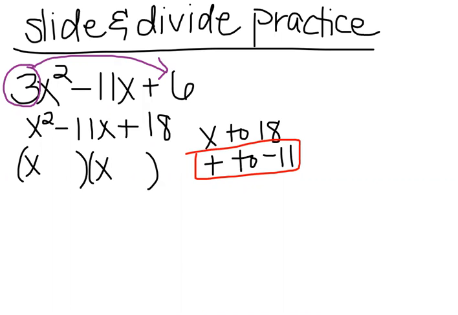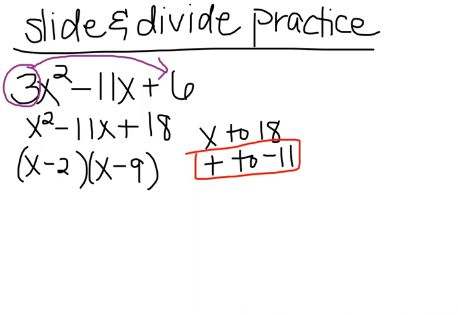So I need 2 negatives that are going to multiply to 18 and give me negative 11 when we add them. So 1 and 18, negative 1 plus negative 18, that's not going to give me negative 11. I know that 2 times 9 is also 18. Negative 2 plus negative 9, does that give me negative 11? Yes, it does. So we will fill this in with negative 2 and negative 9.